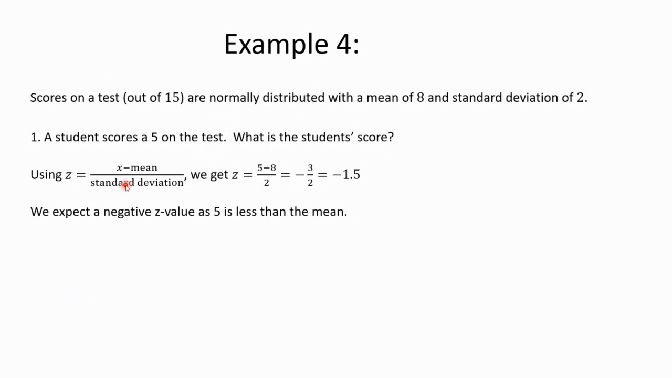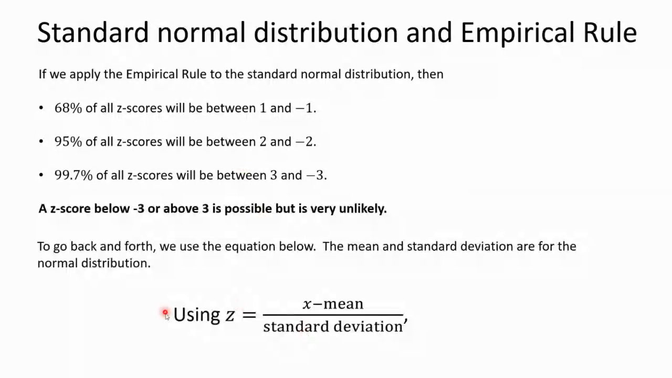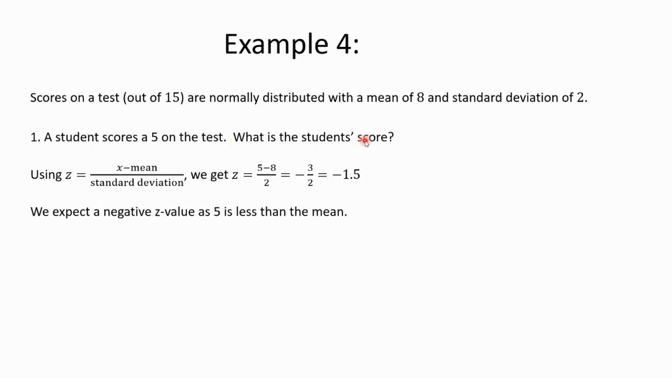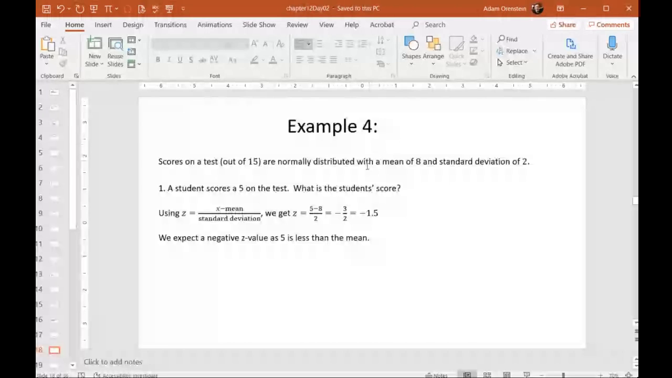So let's find some z-scores. Let's say a student got a 5 on this test. What would the student's z-score be for that? Well, we have the data value, that's our 5. The mean of this is 8. The standard deviation is 2. So we're using this formula here. And it should be z-score, not the student's score. We fix that.